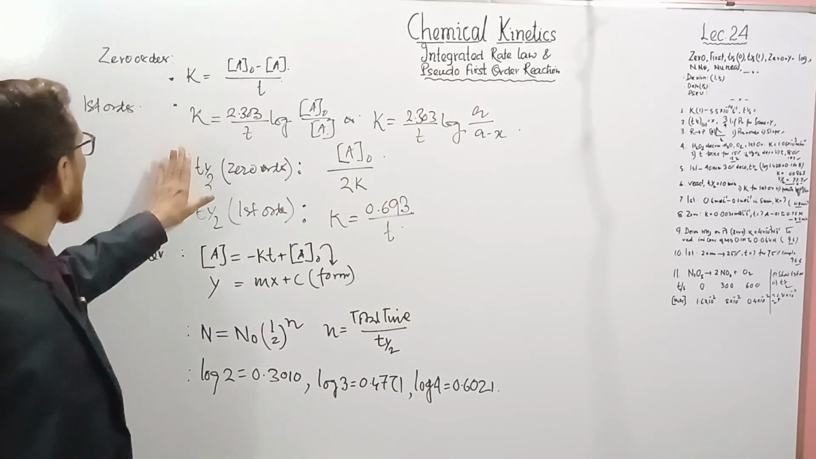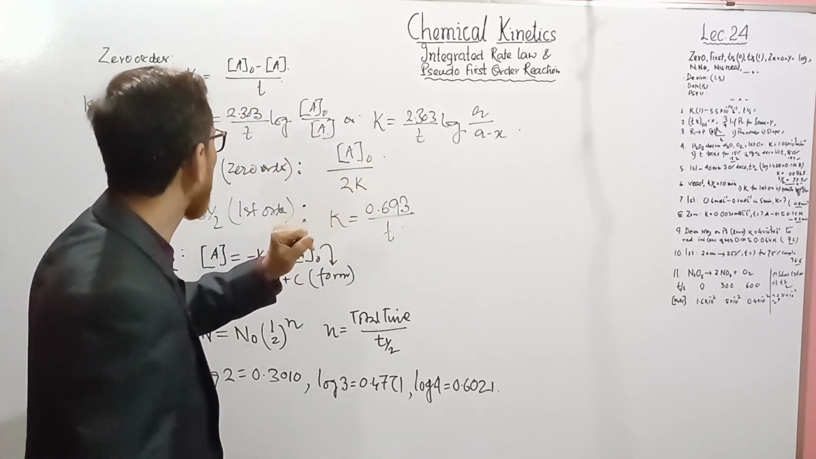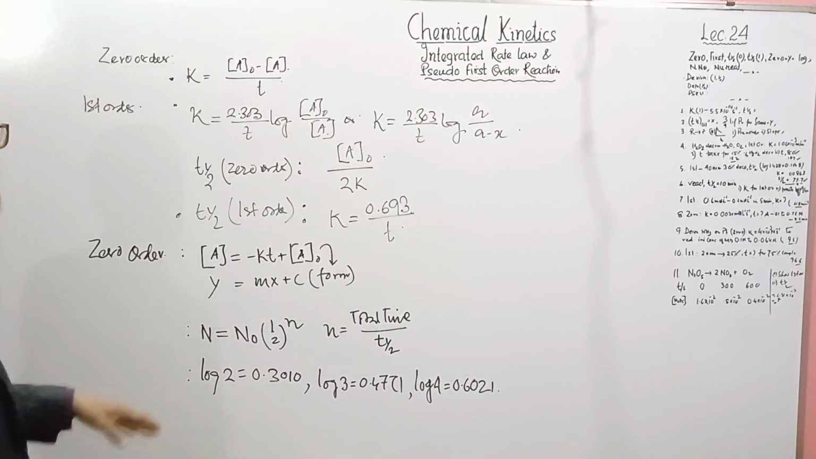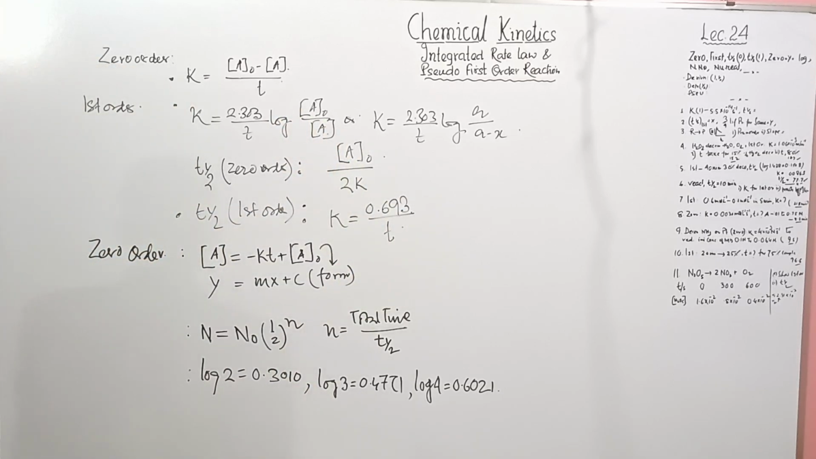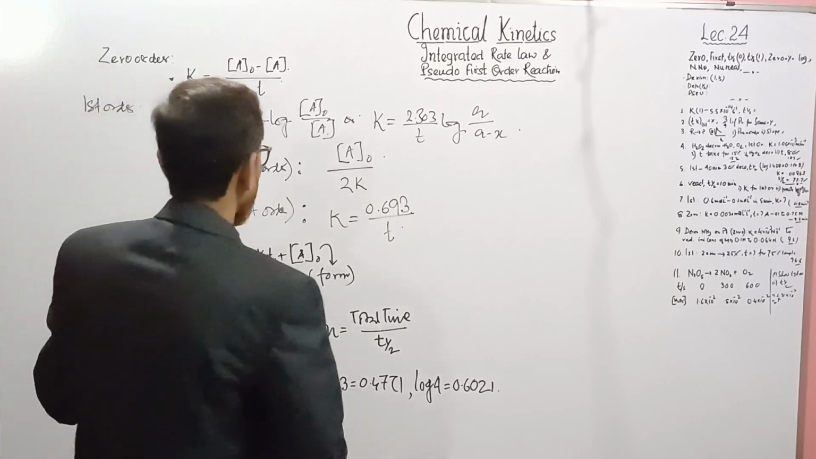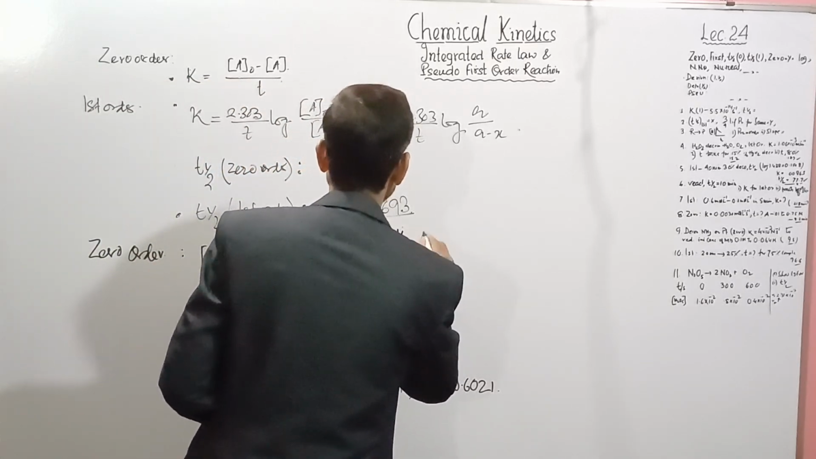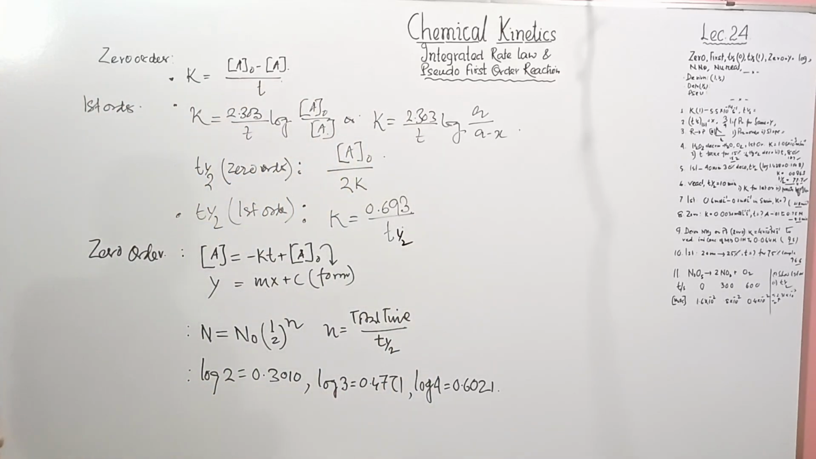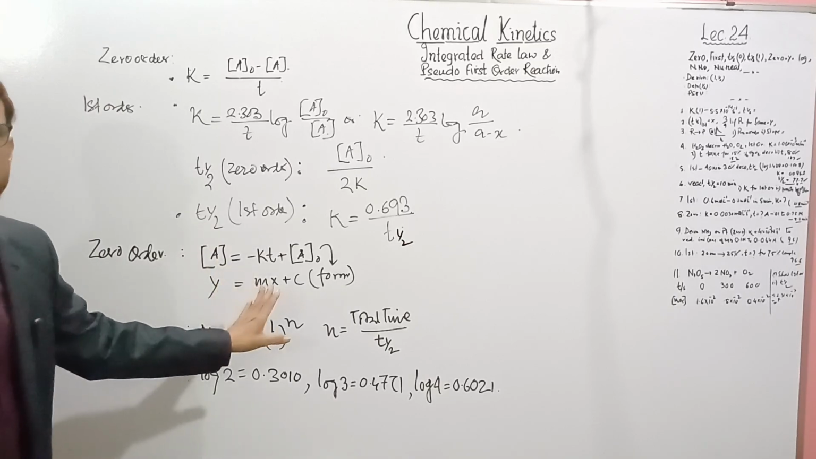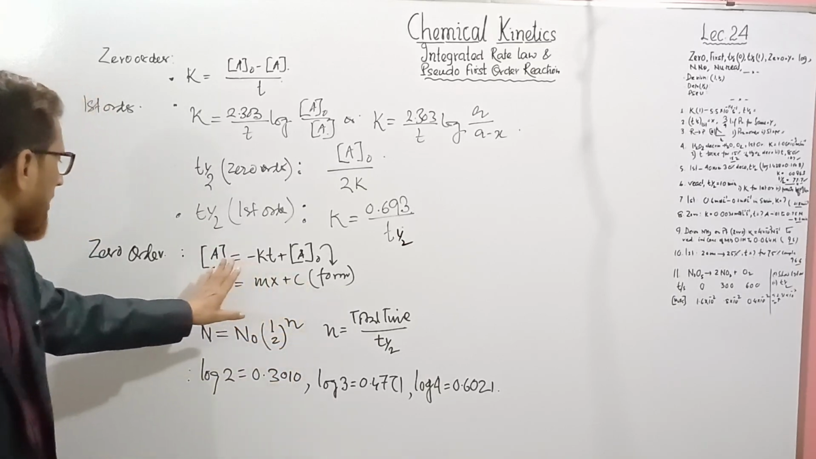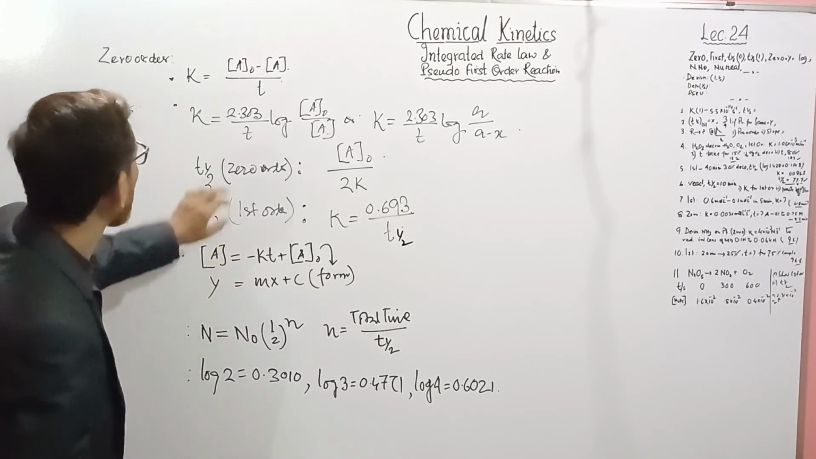Again, T half for the zero order reaction is equal to A naught divided by 2K, where A naught is the same as I mentioned earlier. T half of the first order reaction is equal to 0.693 by K. For the zero order reaction, the form y equals mx plus c is very often asked as a question. That's why I have written it from here.